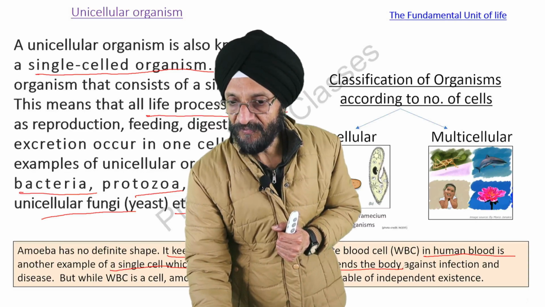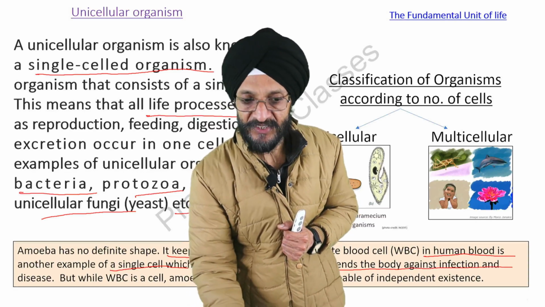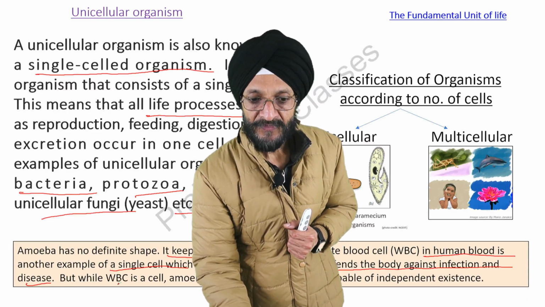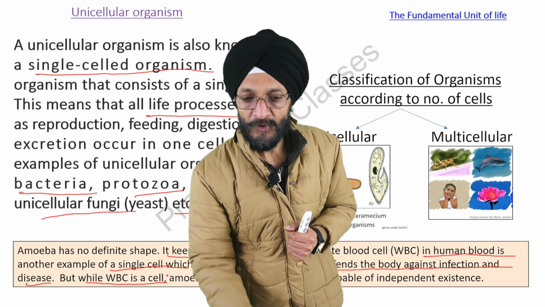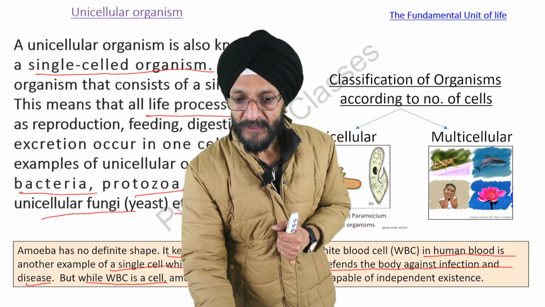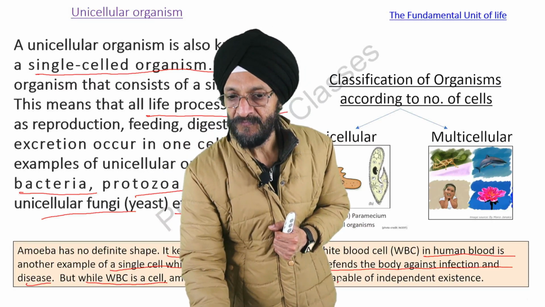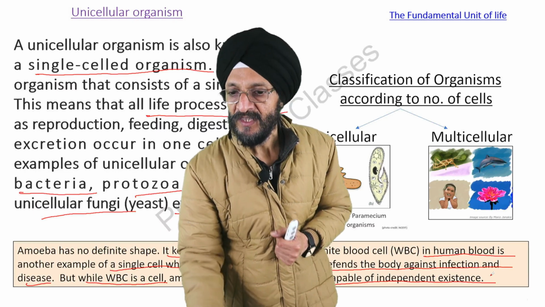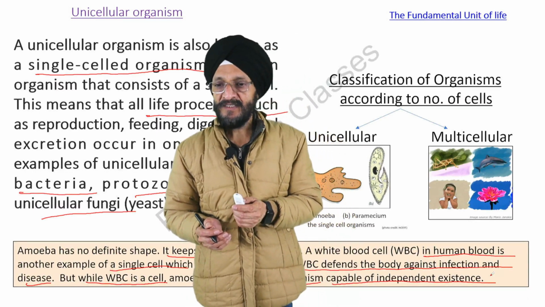White blood cell defends the body against infection and disease. But while WBC is a cell, amoeba is a full-fledged organism which is capable of independent existence.